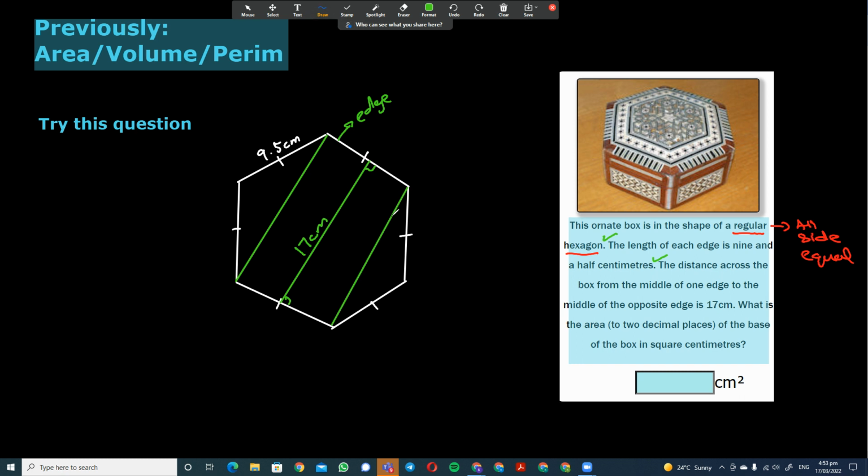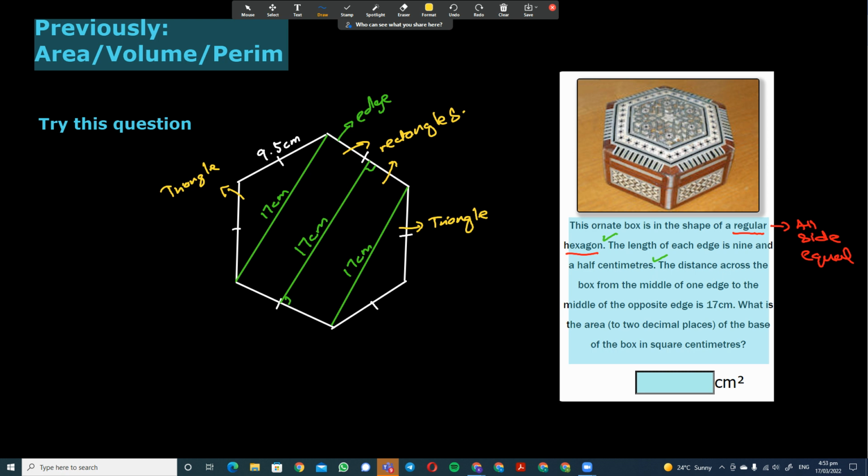Do you agree? Type agree if you agree that each of these sides will be 17 centimeters. All right, so that means I have two types of shapes here. I've got a triangle on this side, and I've got another triangle on this side. And I've got another two of these, which are rectangles.